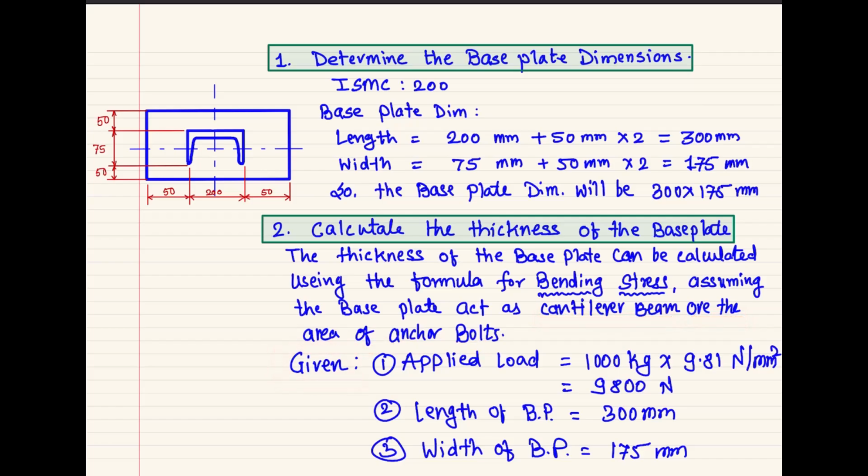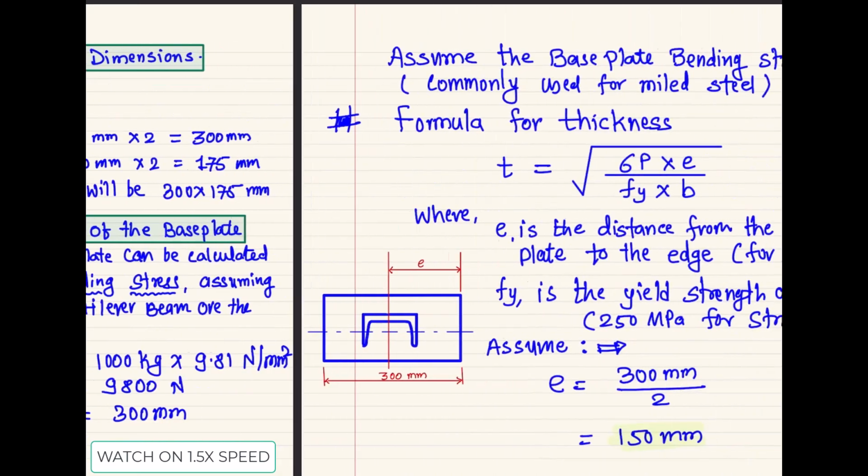In the given data, there is an applied load, which we have already considered as 1000 kg. To convert that kg into Newton, we multiply it by 9.81 Newton per kg. Now we get the value of the load in Newton as 9800. Length of the base plate is 300 mm, and the width we have already calculated is 175 mm.